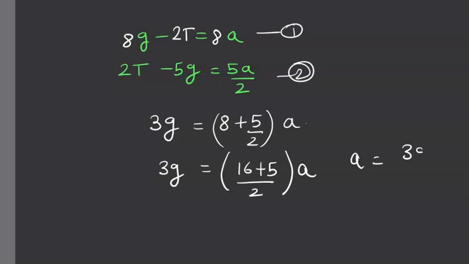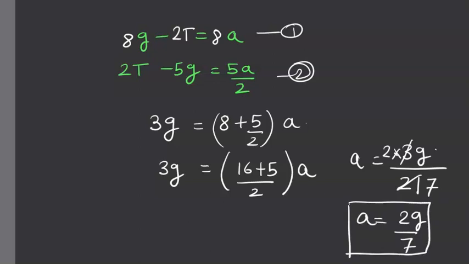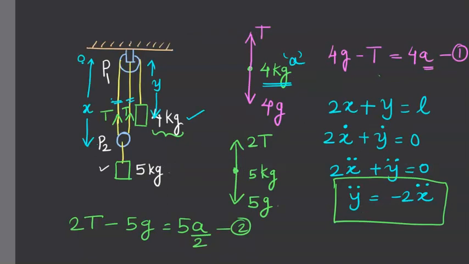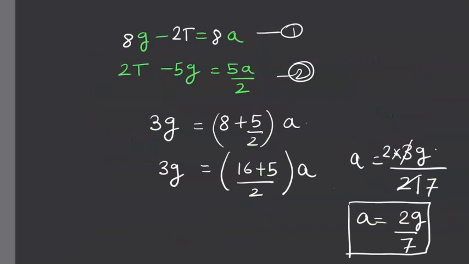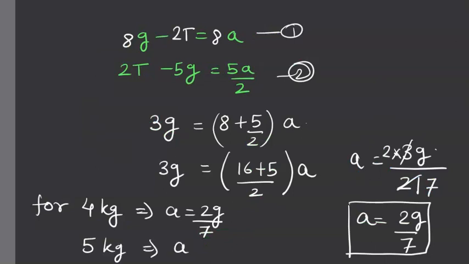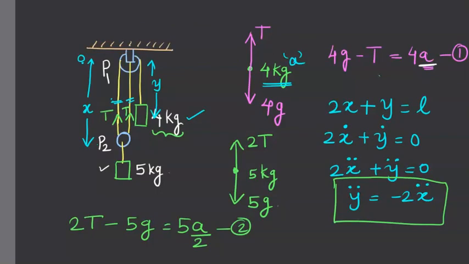So a will be 3g over 16 plus 5, which is, by the way, 21, if I am not wrong, 21, and into 2, so 3 into 7 is 21, so I get acceleration as 2g by 7. So the acceleration of this block is 2g by 7. Which block? This block, the 4 kg block. So for the 4 kg block, the acceleration is 2g by 7.